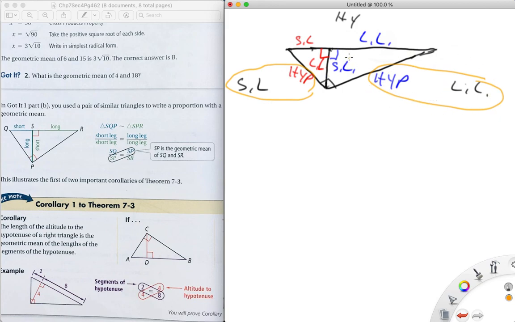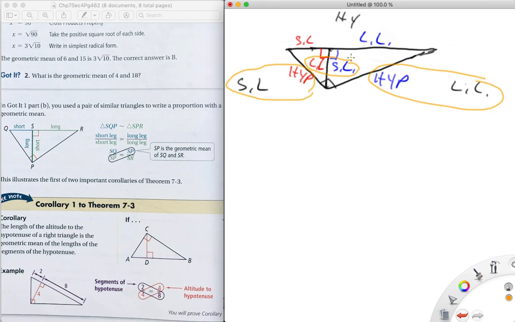And then the long leg of the small triangle is the same thing as the short leg of the medium triangle. These guys overlap. So much so that we can create three separate geometric means, right? We have two guys that are the same here, two here, two there. We can select three separate geometric means to account for these scenarios when we set up our proportions.